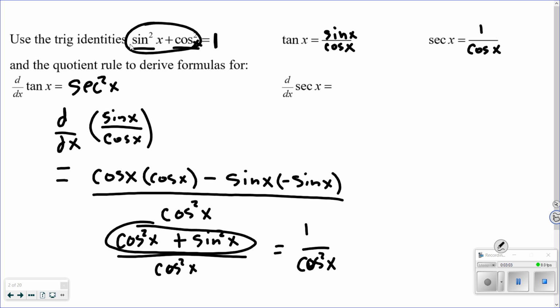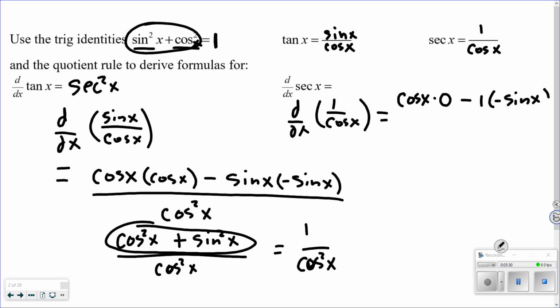Okay, let's do the same thing with the secant of x. We're going to find the derivative. I'm going to rewrite it: the derivative of the secant is the same as the derivative of 1 over the cosine. To find that, again, I'm going to use the quotient rule. So I take the bottom, cosine of x, times the derivative of the top. Well, the derivative of 1 is 0, minus the top, 1, times the derivative of the bottom, which is negative sine of x, all over the denominator squared, so cosine squared of x.